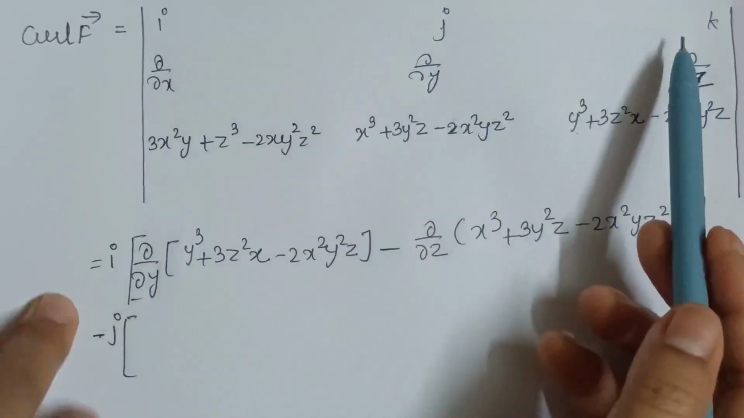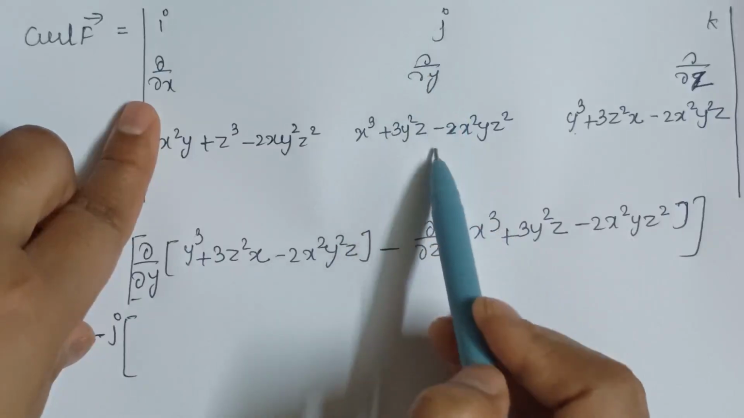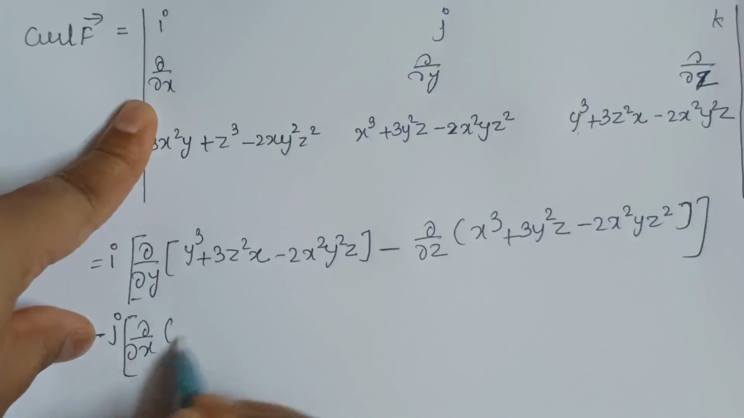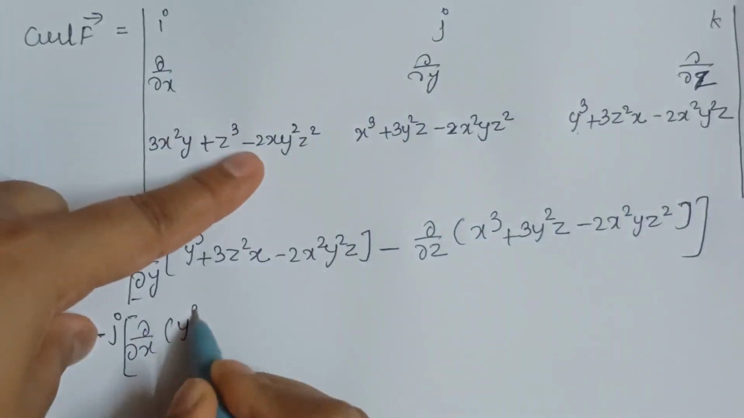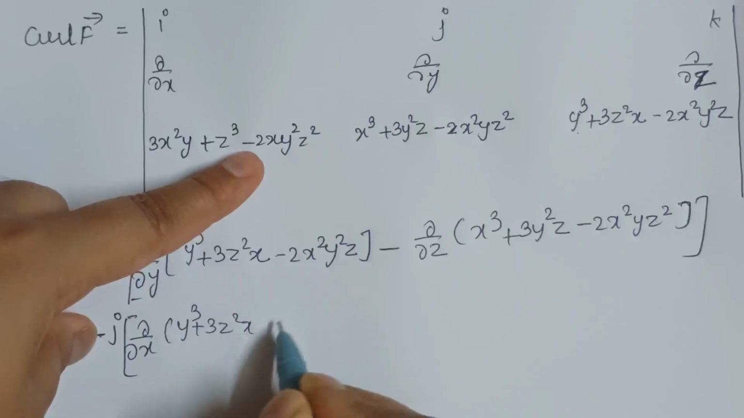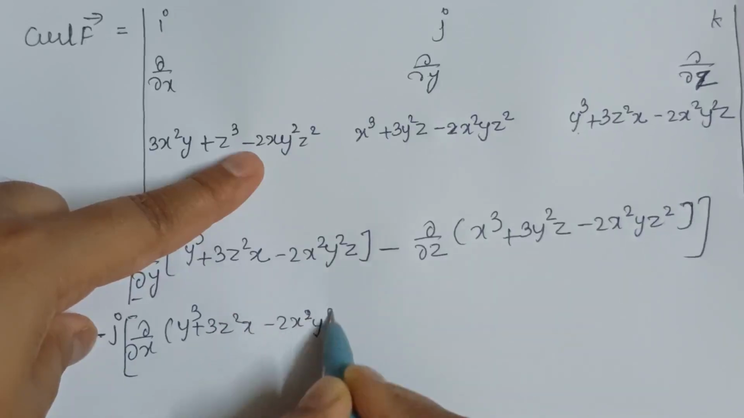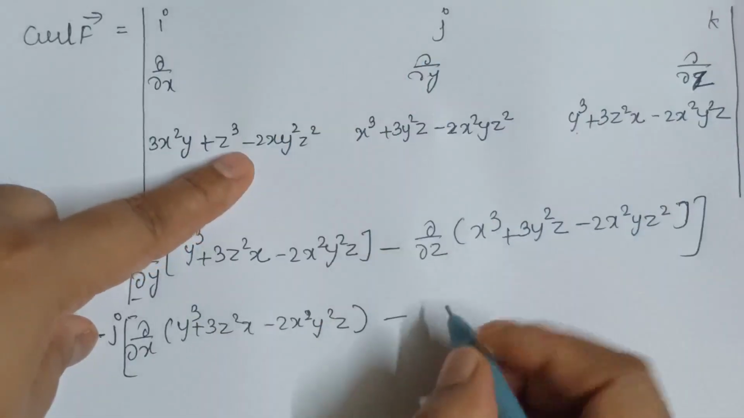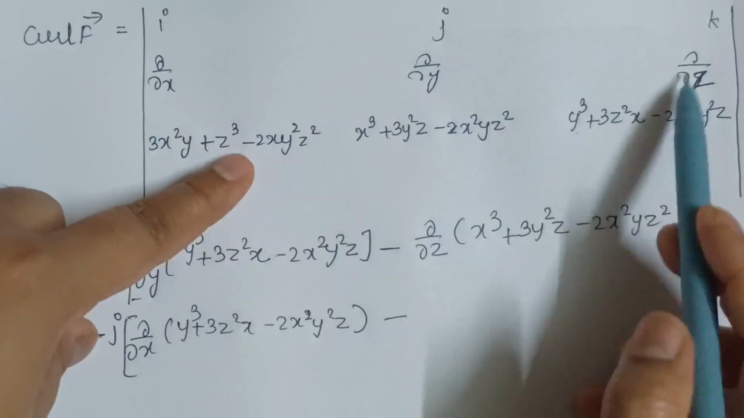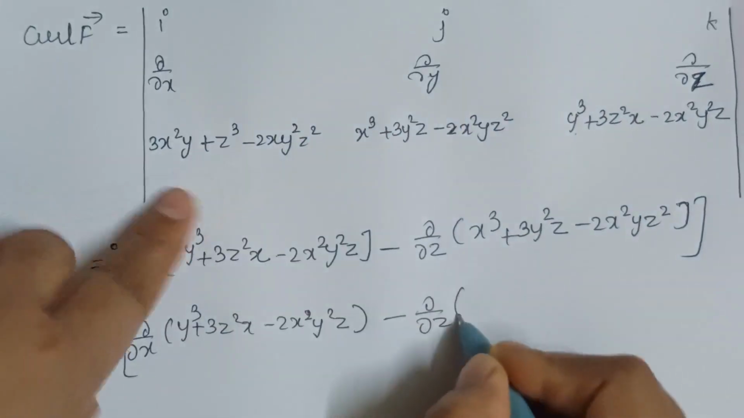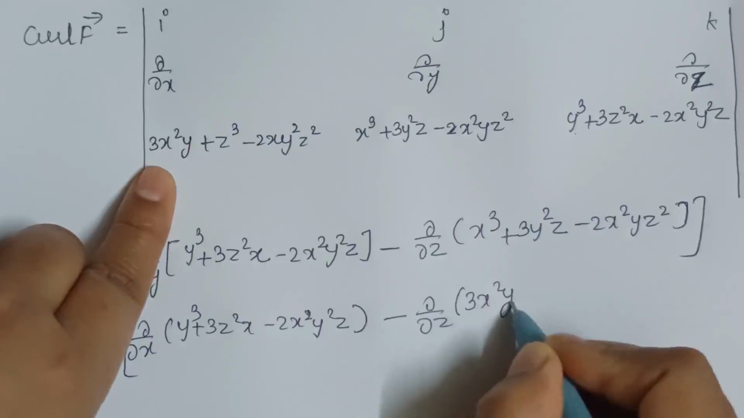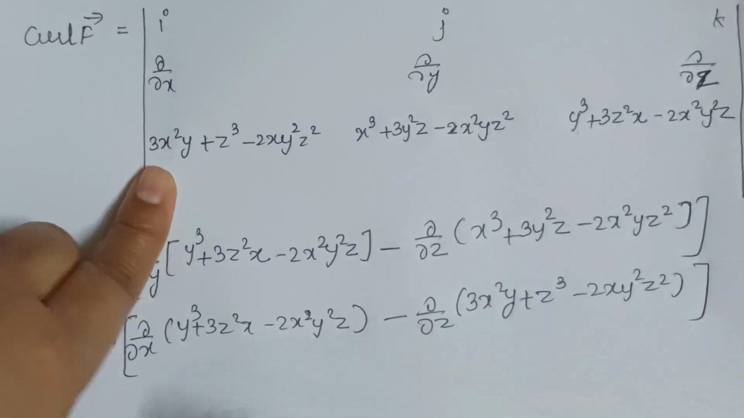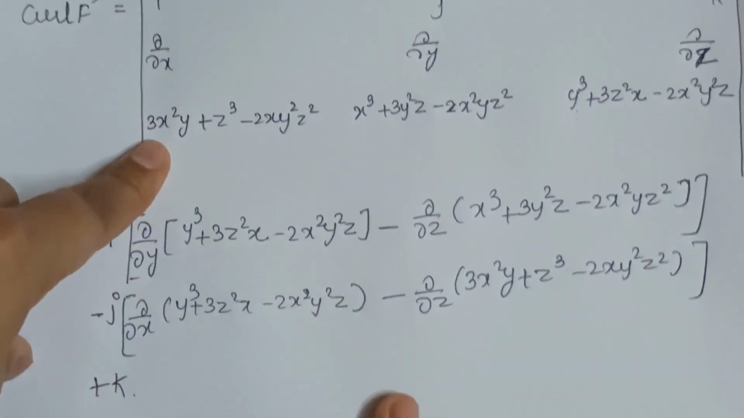and it's going to be leave this column and leave this row. So dou by dou x y cube plus 3z square x minus 2x square y square z minus, leaving this column and this row, I have dou by dou z. Here I have 3x square y plus z cube minus 2xy square z square. Okay, plus k into k.